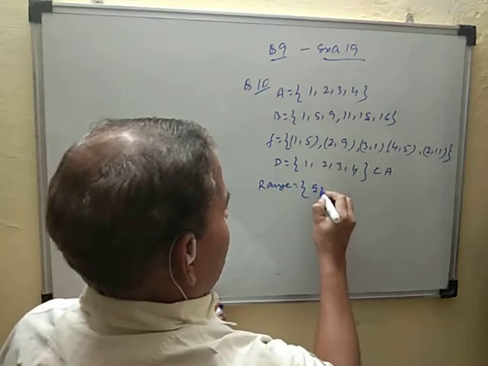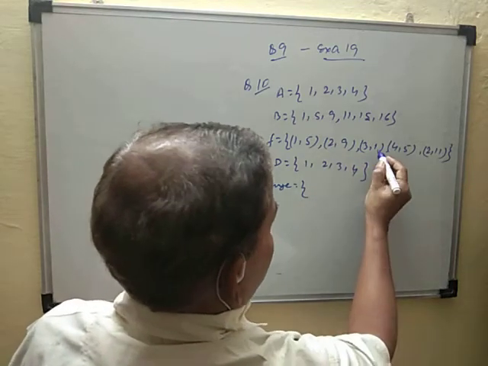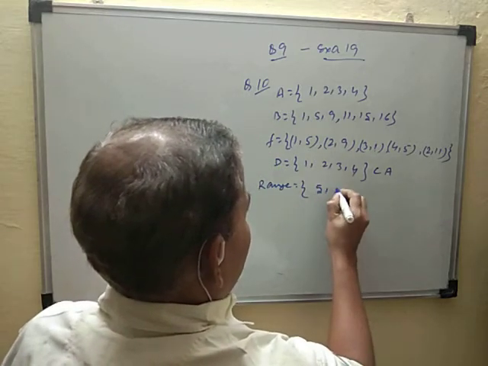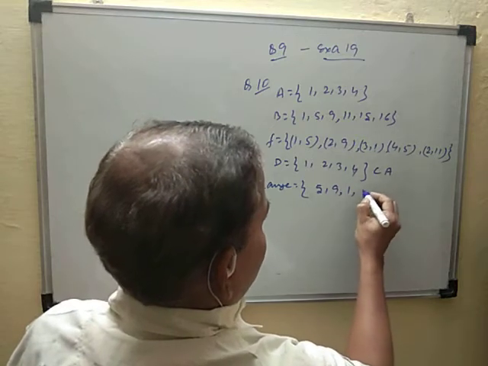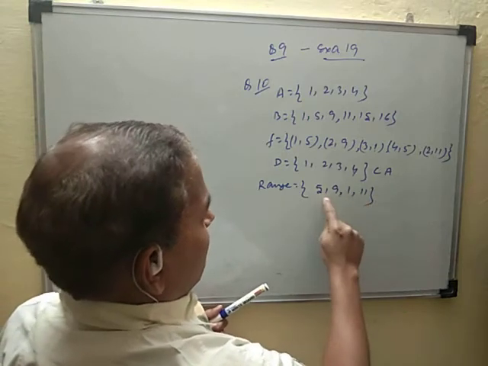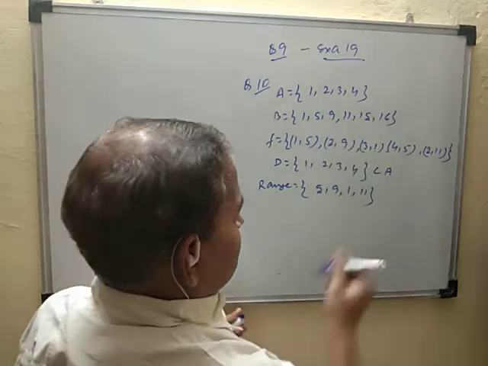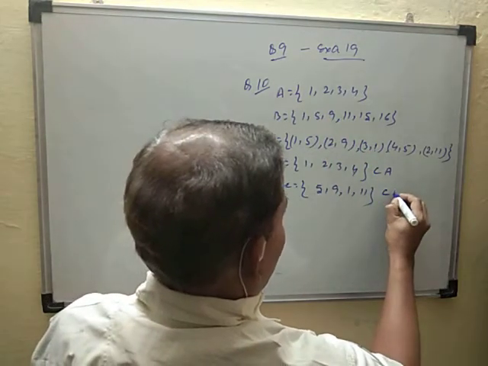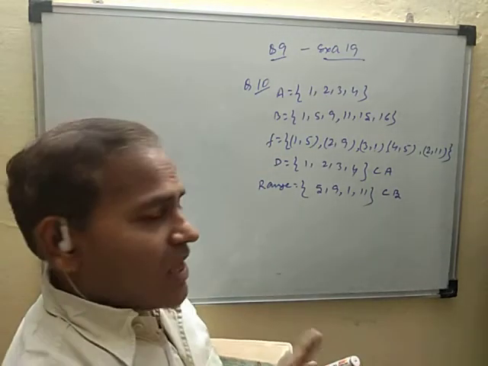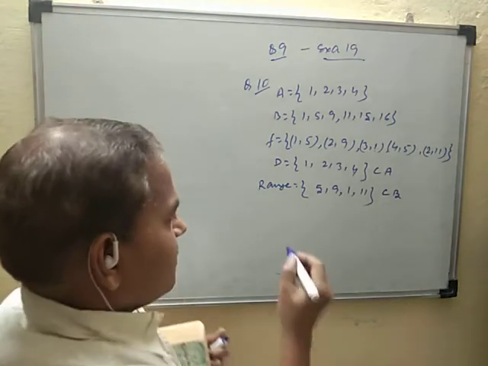Second entry, that is 5, 9, 1 also. So first write 1 or write 5. Here 5, 9, 1, 5 also 11. That is 1, 5, 9, 11, and all these elements belong in this set, which is the subset of set B. So the domain is a subset of set A and the range is a subset of set B. So F is a relation.